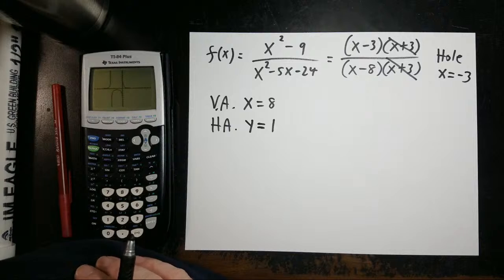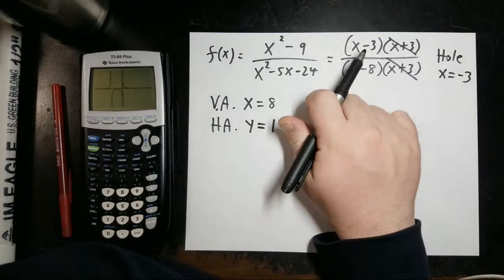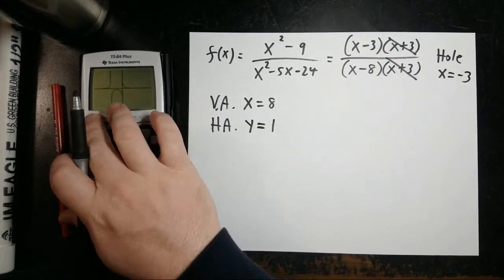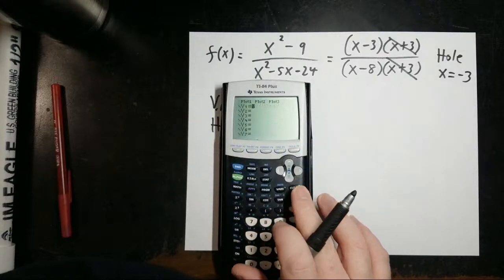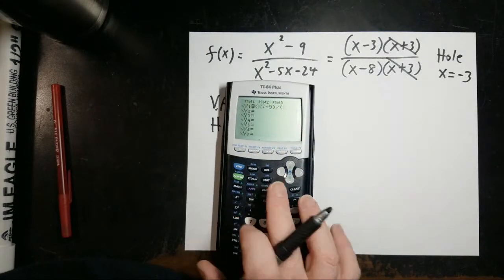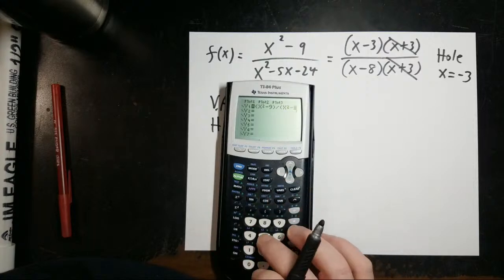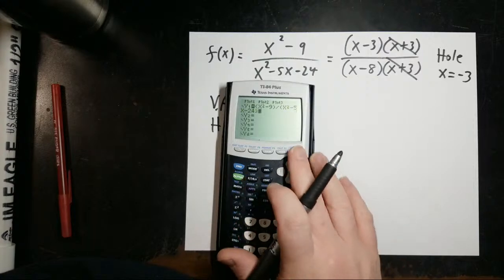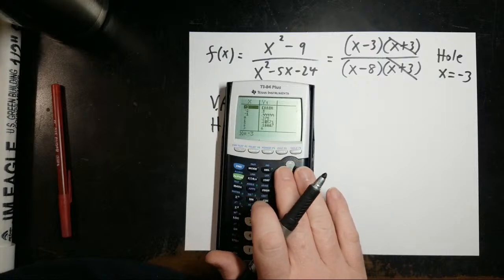You could do x-intercepts if you wanted to. You totally could. I mean, you would get positive 3, but that's not necessary. We could go directly to the graphing calculator at this moment. It's good to type in the original.